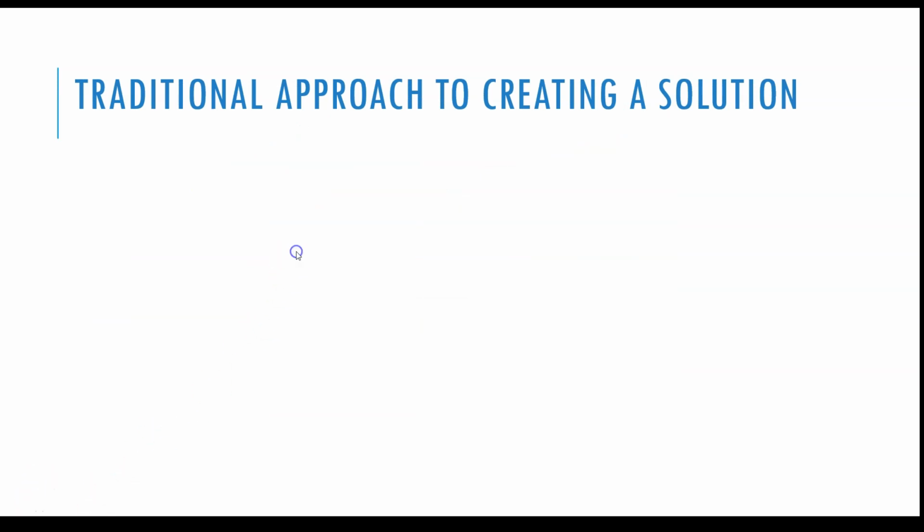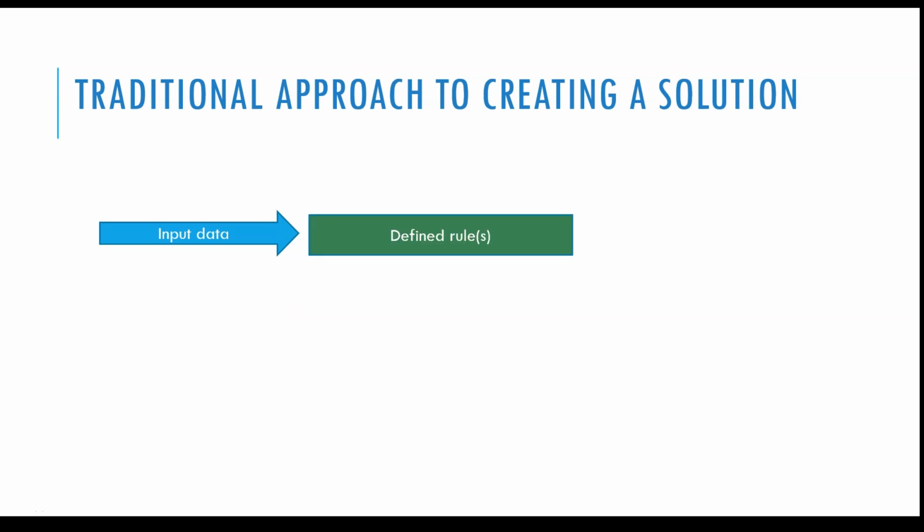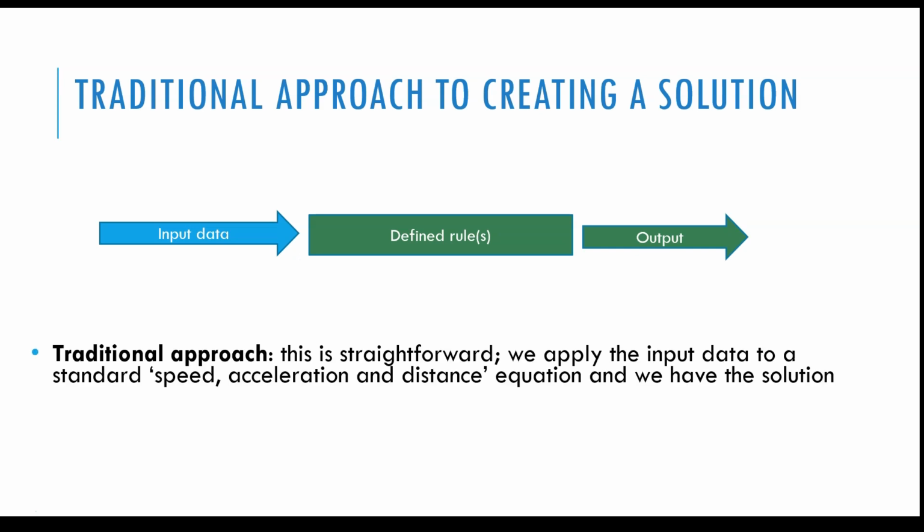First of all, we would begin with the input data. We would then apply a set of predefined rules, e.g. a program, which will generate the output. So this seems pretty straightforward. Now let's have a look at how we would apply it to the data we saw a moment ago.